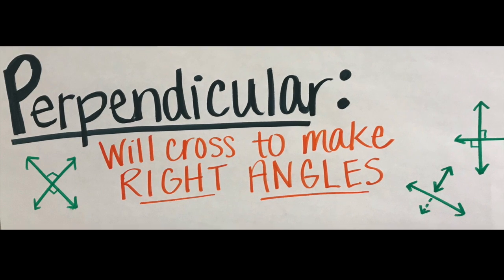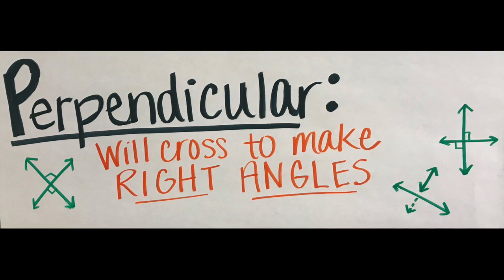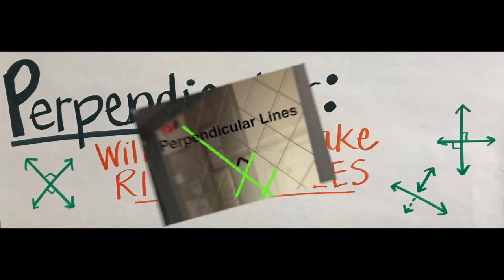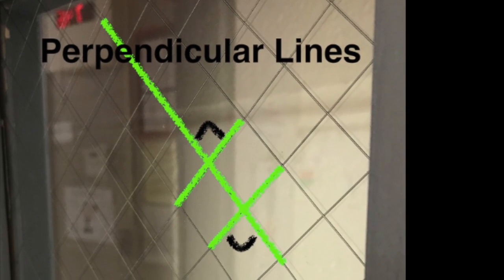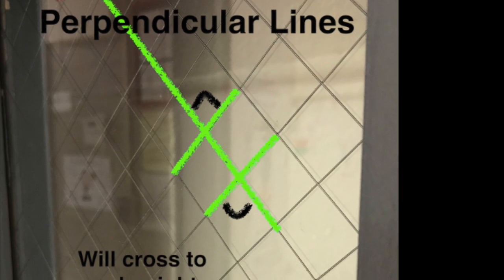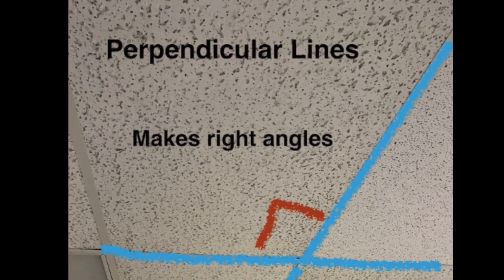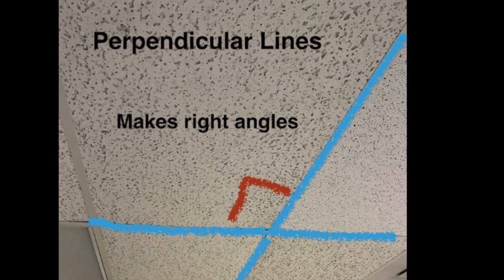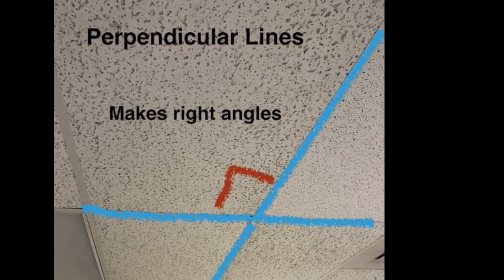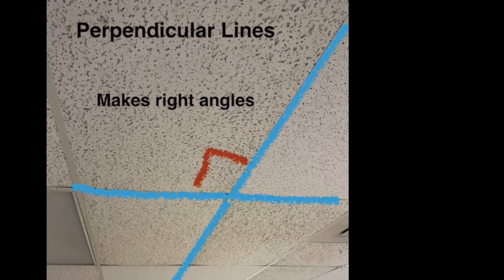Like parallel lines, perpendicular lines can be found everywhere in our daily lives. Here are some examples. This window shows perpendicular lines. Most wouldn't even notice these little tiny lines, but when you look at it closely, it shows lines that cross and make 90-degree angles. Another example would be the ceiling. The ceiling also shows perpendicular lines. The ceiling tiles cross and make 90-degree angles. Raise your hand if you can think of other places you have seen perpendicular lines before.